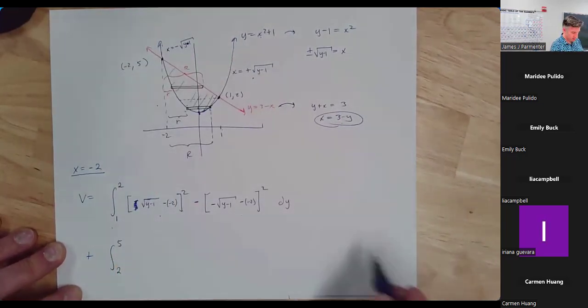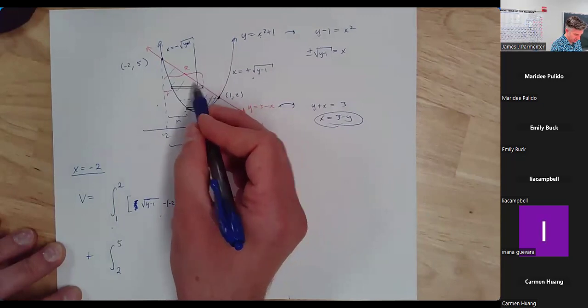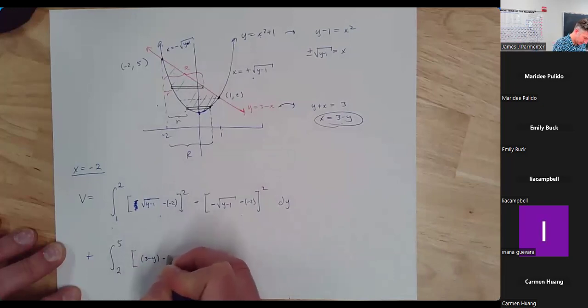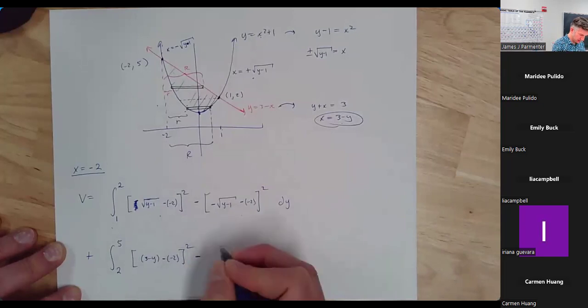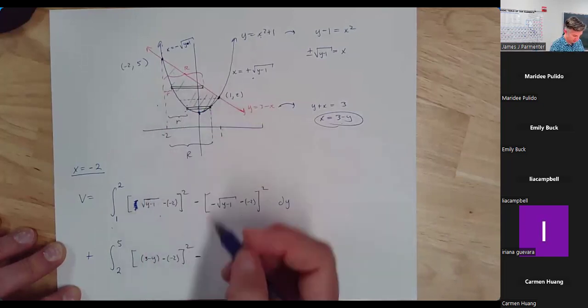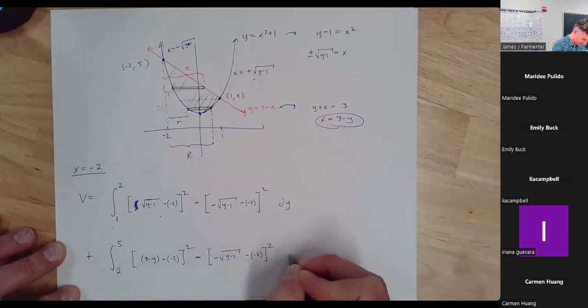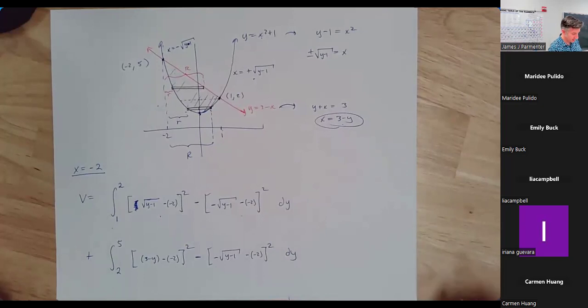And then same deal. The outer radius is going to be your further away function, which is 3 minus y, minus your axis of rotation squared. And your inner radius is going to be your closer function, which is the same as it was before. Negative square root of y minus 1 minus your -2 squared. And this is the setup for the volume of this region rotated around the line x equals -2.